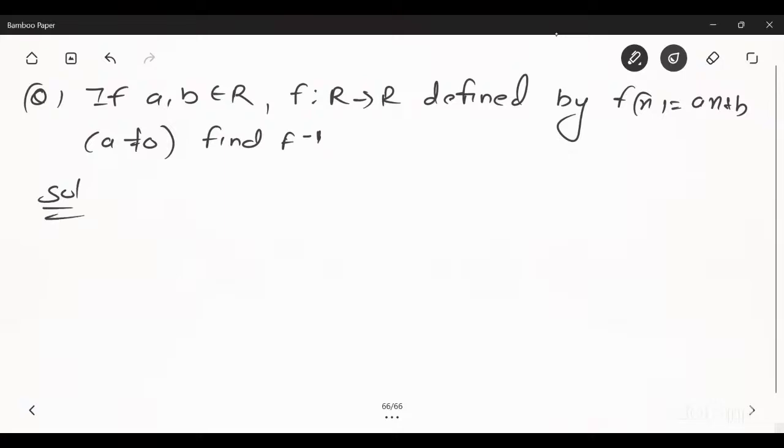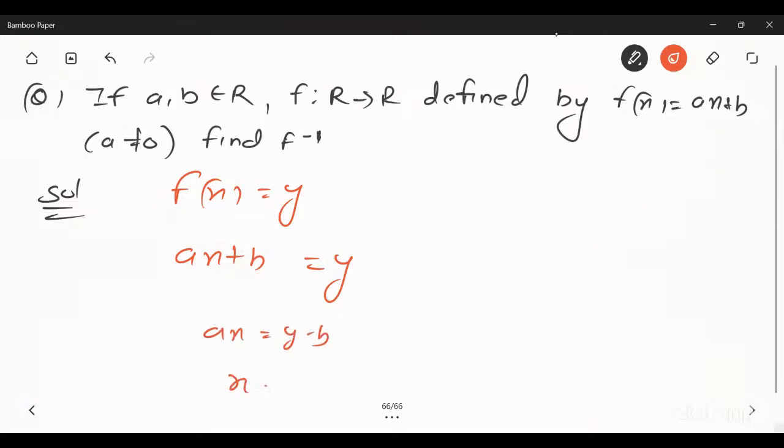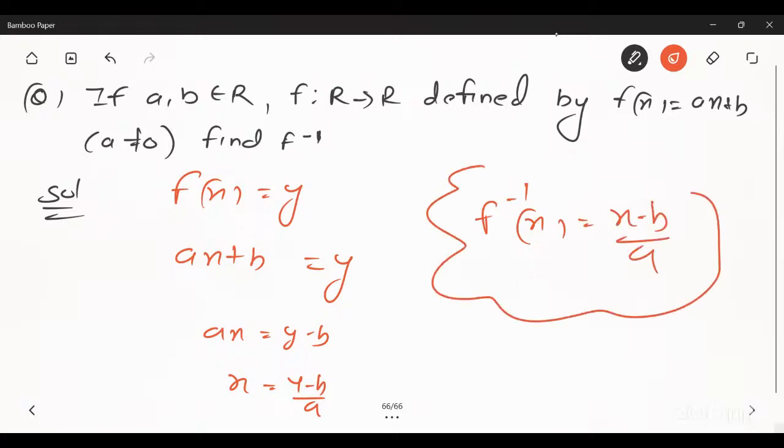Now see the solution. Let f of x equal to y. So ax plus b equal to y. Okay. So ax is equal to y minus b. So x is equal to y minus b upon a. That means that the value of f inverse of x is x minus b upon a.